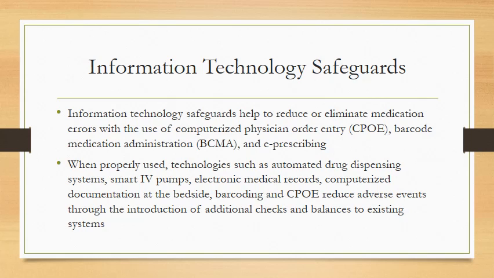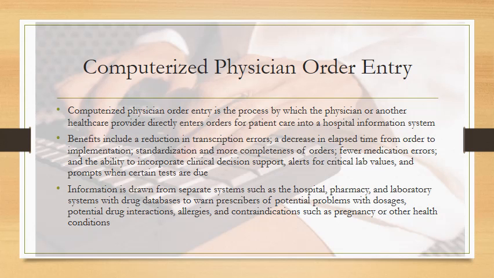Information technology safeguards. Information technology safeguards help to reduce or eliminate medication errors with the use of computerized physician order entry, or CPOE, barcode medication administration, BCMA, and e-prescribing. When properly used, technology such as automated drug dispensing systems, smart IV pumps, electronic medical records, computerized documentation at the bedside, barcoding, and CPOE reduce adverse events through the introduction of additional checks and balances to existing systems.